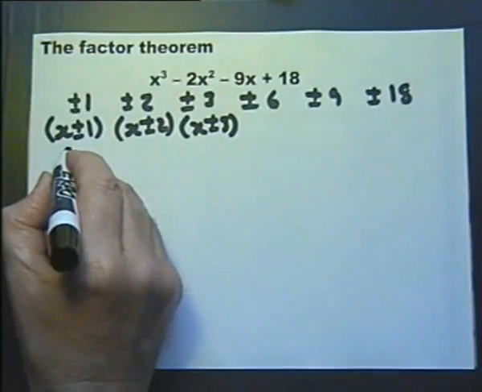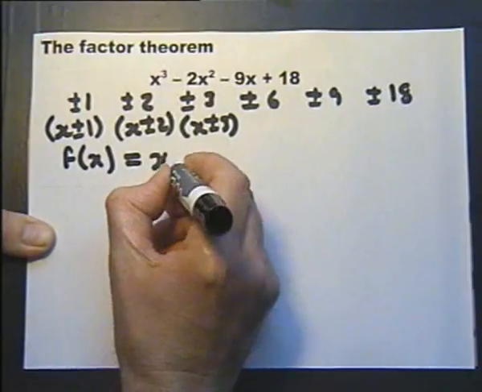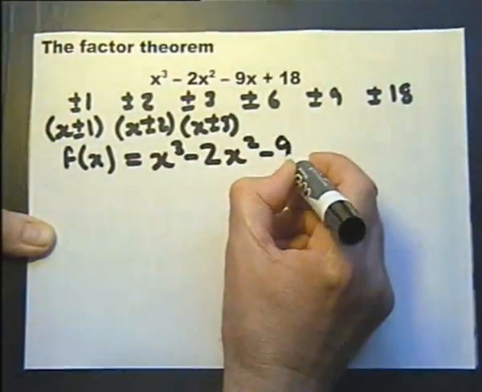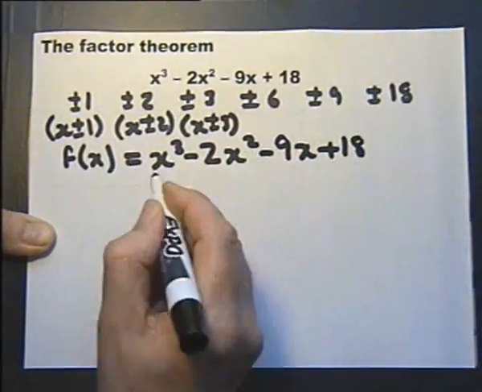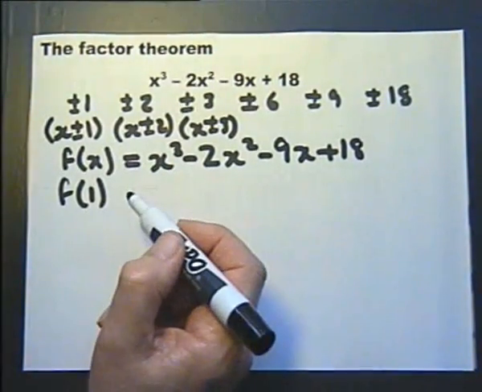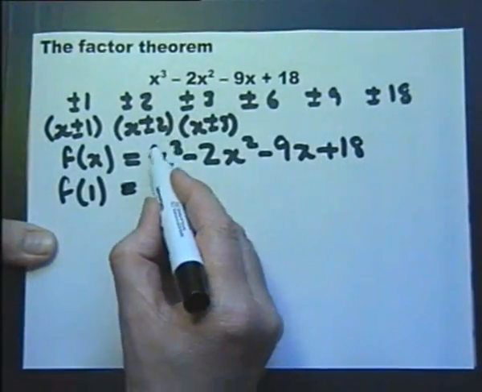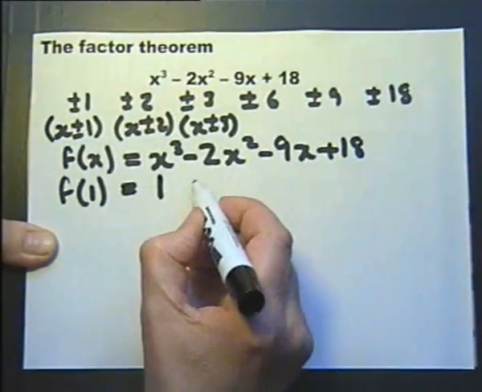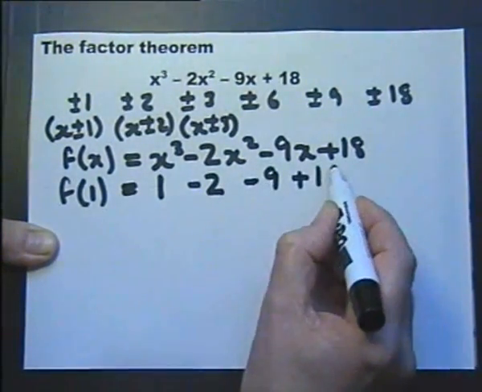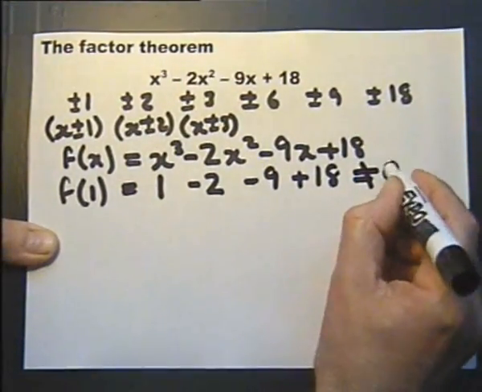Okay, let's use the factor theorem. We can write the function like this. The function of x is x cubed minus 2x squared minus 9x plus 18, and substitute the value of x equals 1. And if we substitute the value of x equals 1 into this cubic, we get 1 cubed minus 2 times 1 squared minus 9 multiplied by 1 plus 18. That is 19 and minus 11, which does not equal 0.